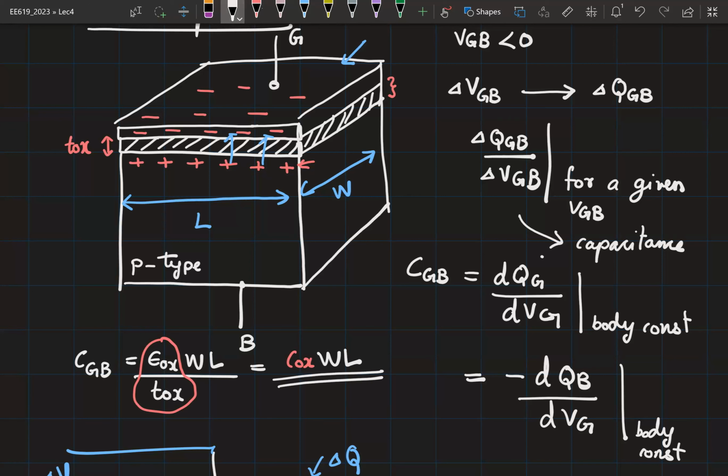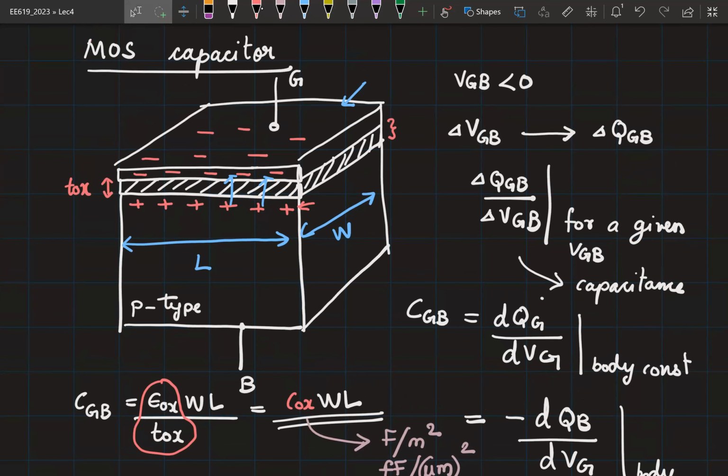What should be the unit of COX? Farad per meter square. Now, since we are going to deal with dimensions in the range of micrometers, and it turns out the capacitances we will deal with will be in the range of femtofarads, we usually represent this in terms of femtofarad per micrometer squared. All right. So now let us consider what happens as we keep increasing the VGB.